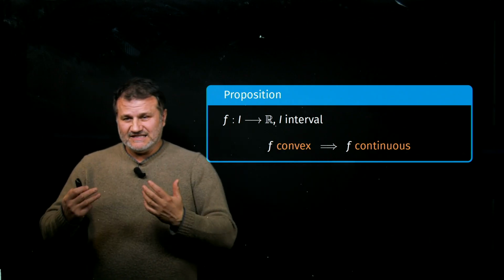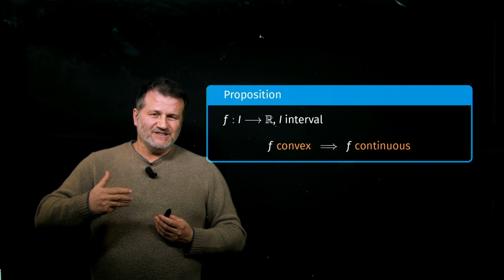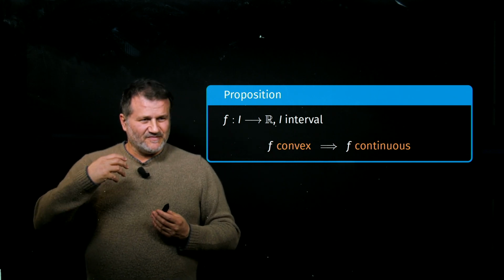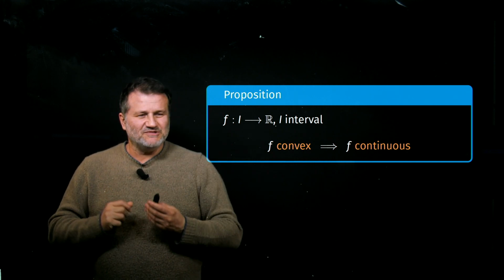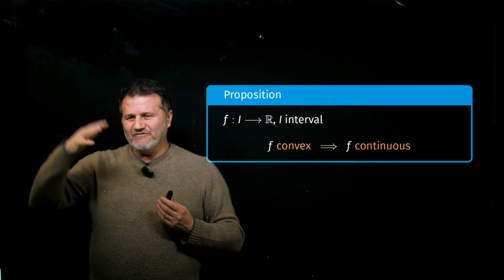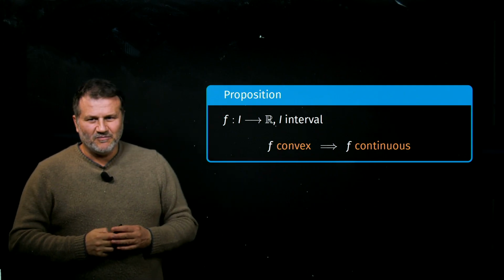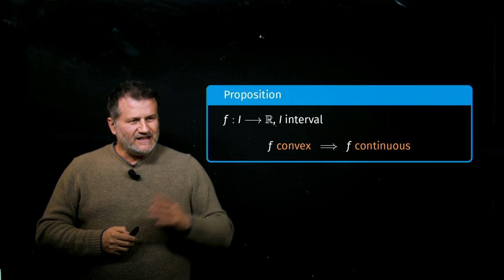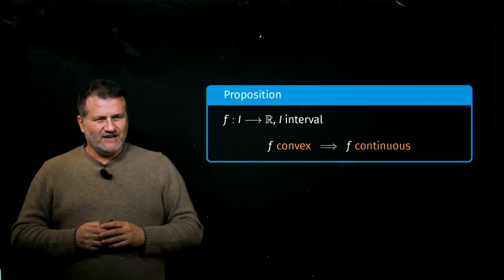We can have an example of a continuous function which is convex but not differentiable. The modulus is such an example. It is a function which is clearly convex but not differentiable at some point. Now, let's see why this result holds.